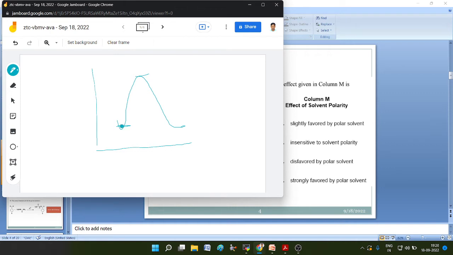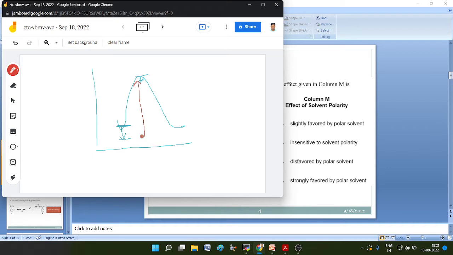Now if you increase the solvent polarity, what will happen? It will stabilize the ground state to a much higher extent. Let's say it will decrease in energy by this much. Whereas for the TS, because the charges get dispersed, the lowering will be less. It's this much only. So overall you see there is an increase in activation energy. So if you increase the solvent polarity, the rate will be slower.